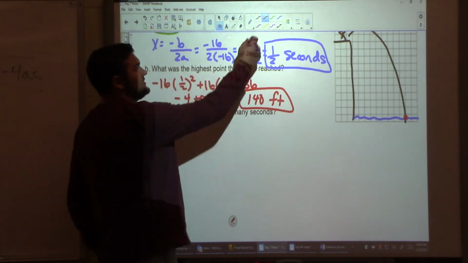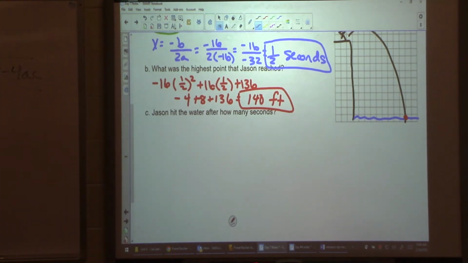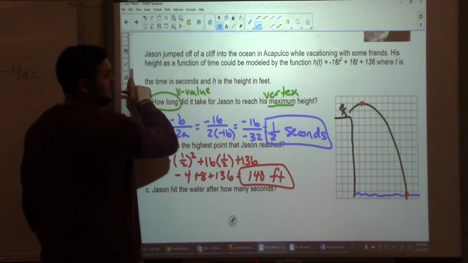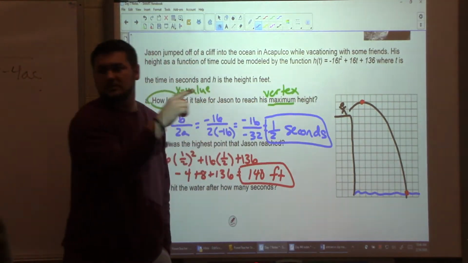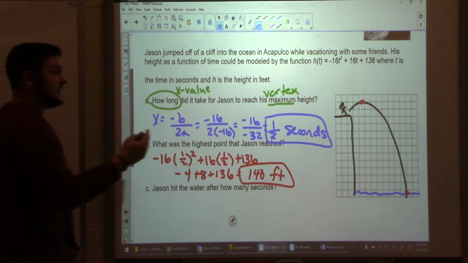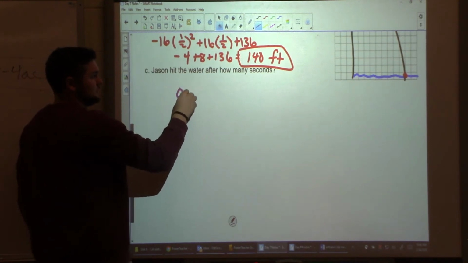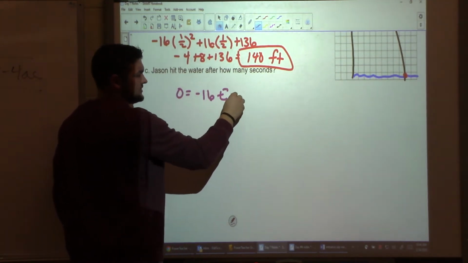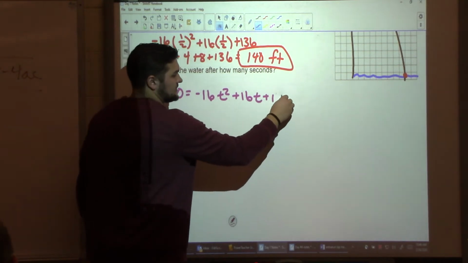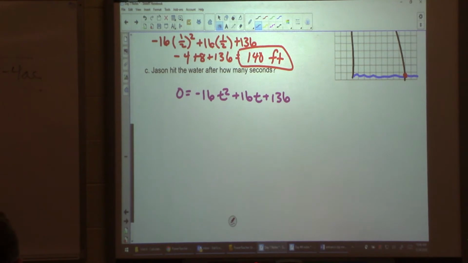So when I hit the water, I'm at 0 feet high, which means I'm going to set my equation equal to 0. This equation equals his height. Well, if I jump into the water, I'm 0 feet above the water, right? So set the height equal to 0. 0 equals negative 16t squared plus 16t plus 136. And then I can solve for t. I can solve for the time it takes to get to 0.